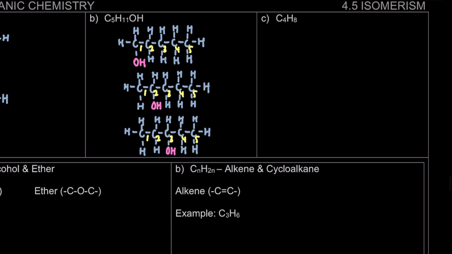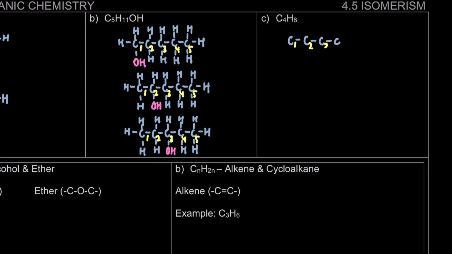Okay, next we're going to look at C₄H₈. C₄H₈ is an alkene. It's not an alkane, because alkane is C₄H₁₀. Alkene means that we have a double bond between carbon and carbon. So we have 4 carbons. 1, 2, 3, 4. I'm just going to label it.